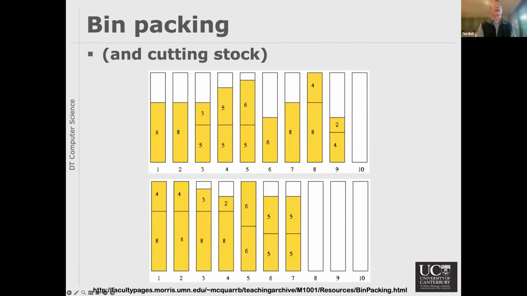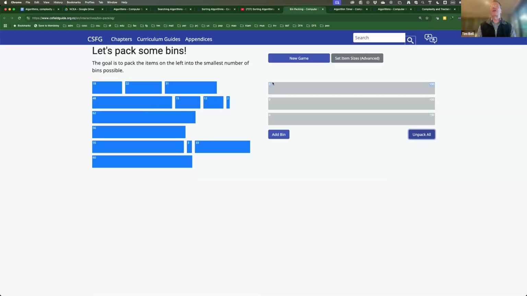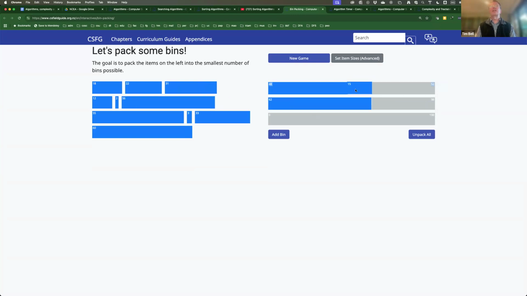Another one is bin packing. We've got an interactive, here it is, where students can try this. So I've got some bins here, and I need to try and put these lengths of things into it. Maybe I'll try putting big ones. Oh no, that one won't fit. I'll put it into the second bin. How many bins do I really need to be able to pack all of these?